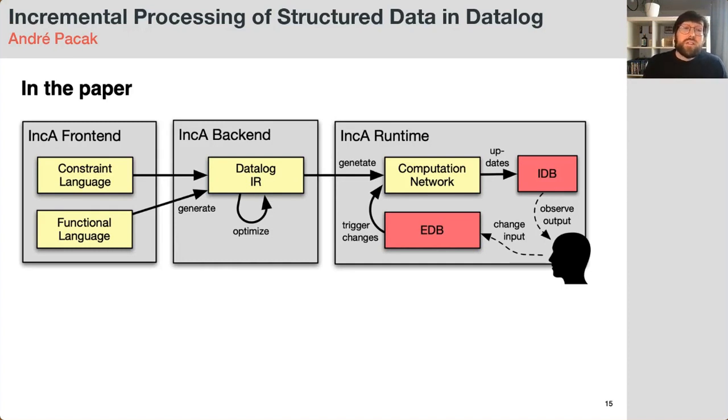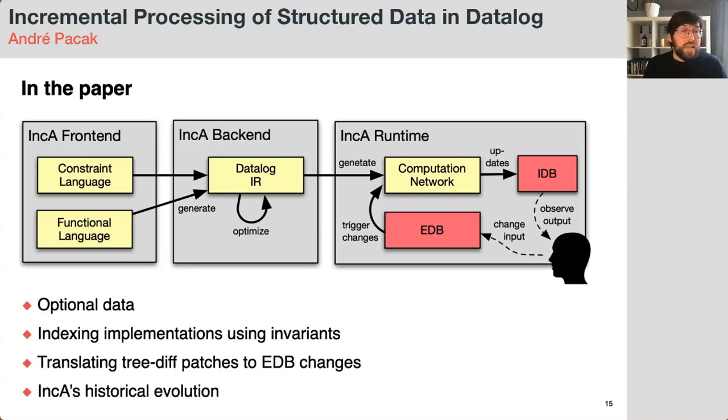In the paper, we also describe how to support optional data, how we implemented the indexing structures that exploit these invariants, how to translate tree diff patches to changes of the input relations, and we talk a bit about the historical evolution of the INCA framework.